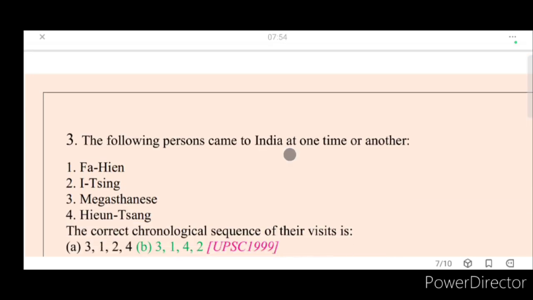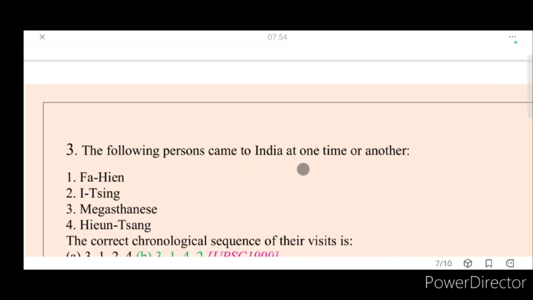Next question. The following persons came to India at one time or another. This one also we discussed in the beginning of the classes itself. We know that Megasthenes is a Greek ambassador. He is the first person who came to India, during the time of Chandragupta Maurya.